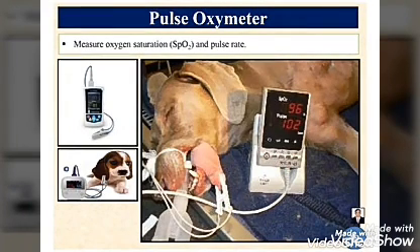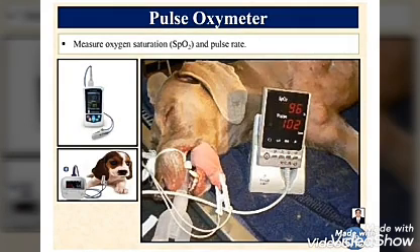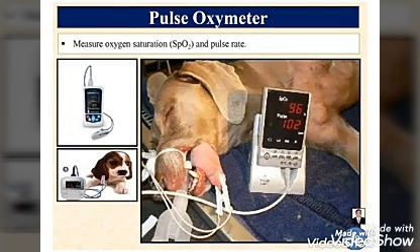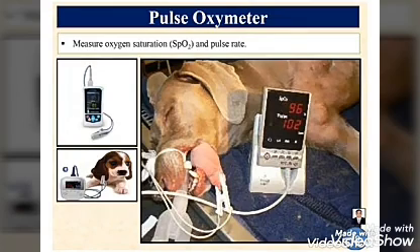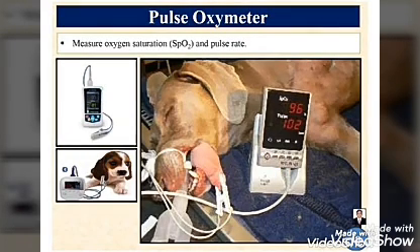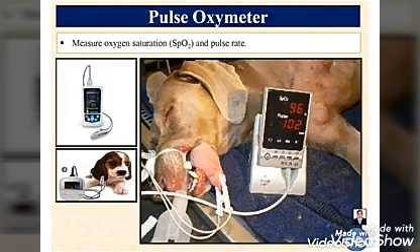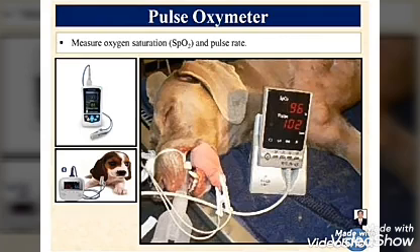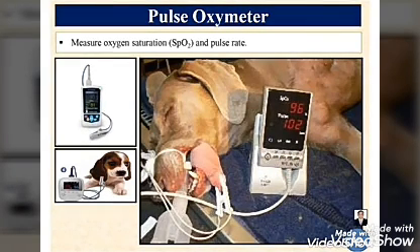One is SpO2, meaning oxygen saturation at the end point, at the cellular layer, meaning how much oxygen is present at the end level of the tissues. It indicates the status of the respiratory system. And the other is the pulse rate. The pulse rate indicates the status of the cardiovascular system. If these two systems are correct, then don't worry about the other systems.